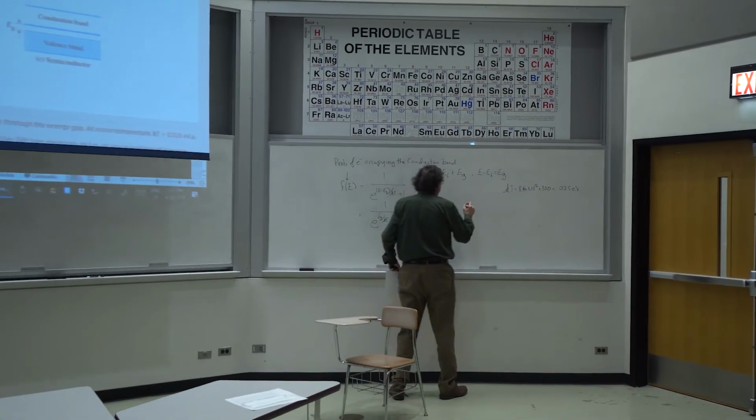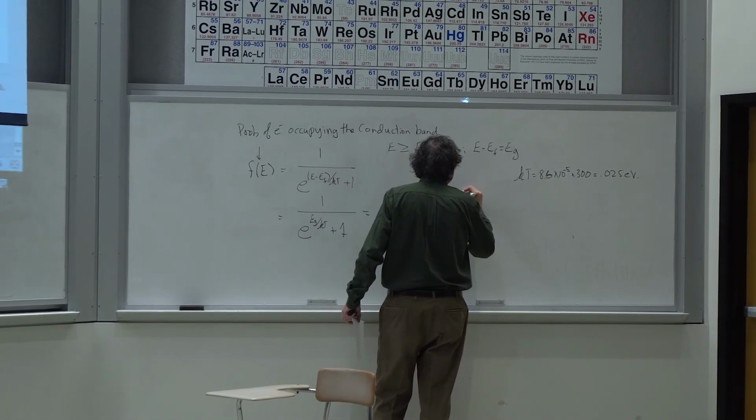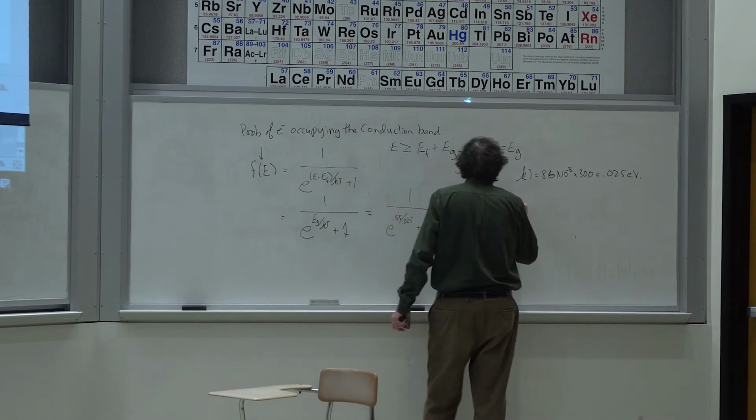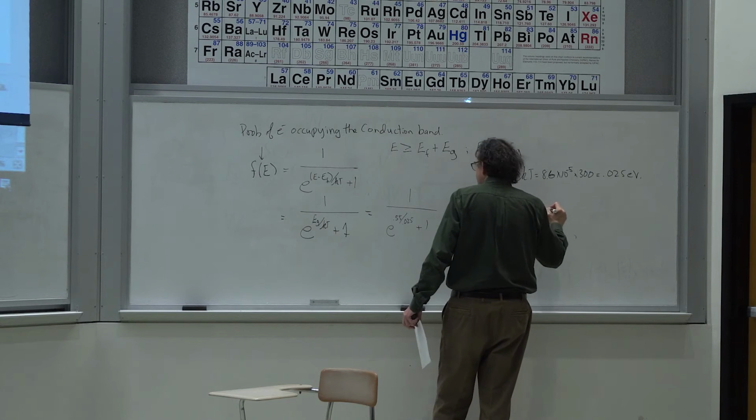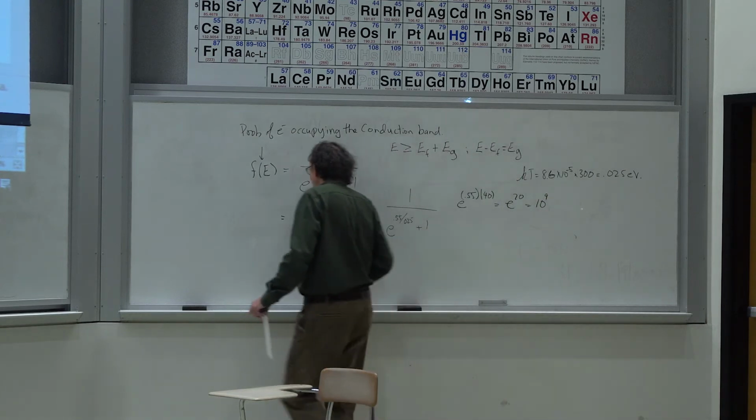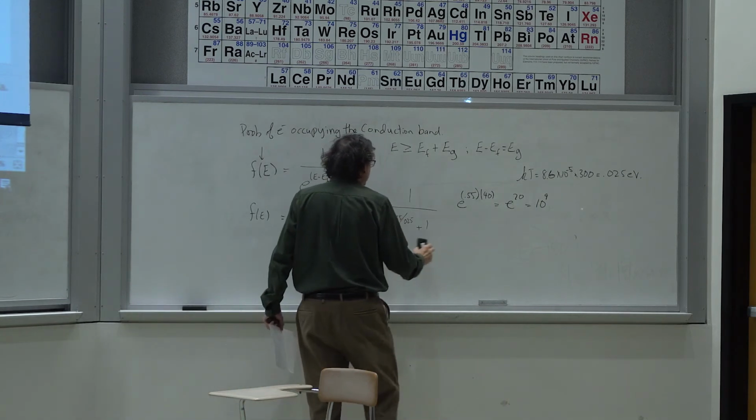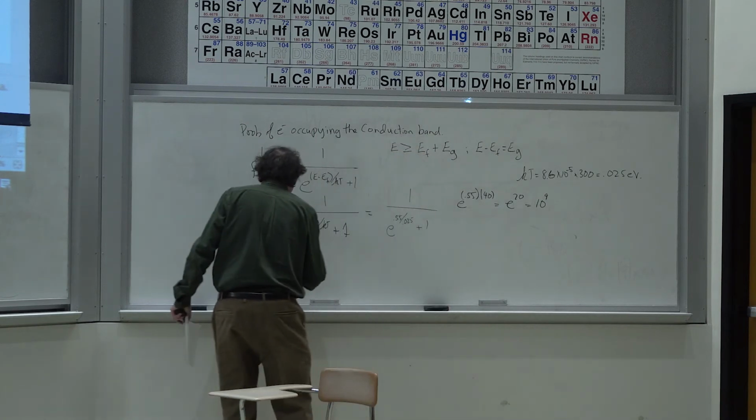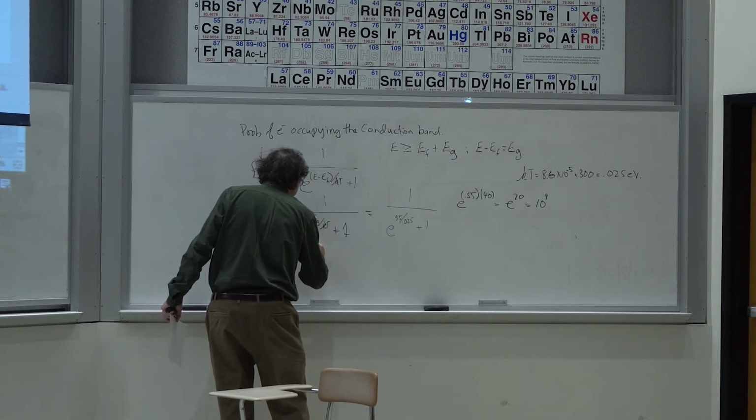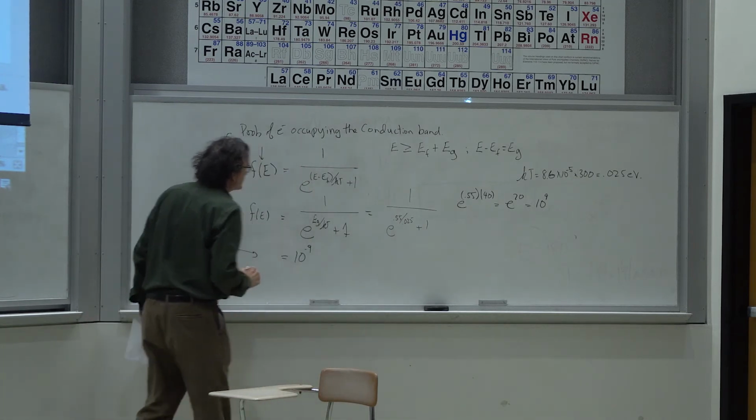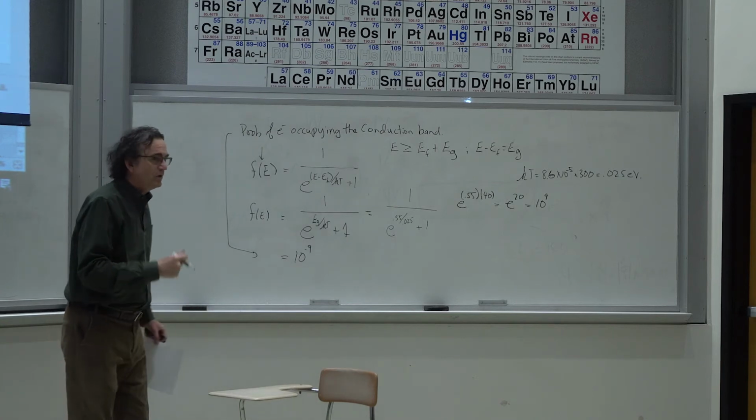So this is actually e to the 0.55 times 40, which is e to the 20th, which is 10 to the 9th, roughly. So this probability f of E for a semiconductor is approximately 10 to the minus 9. So the probability of an electron making it to the next highest level is 1 in 10 to the 9.